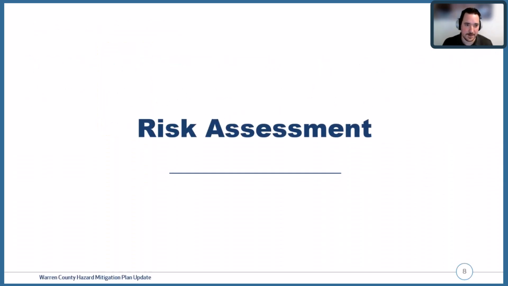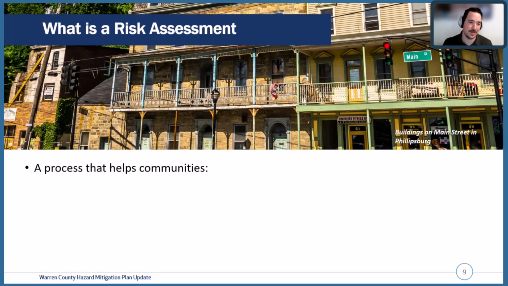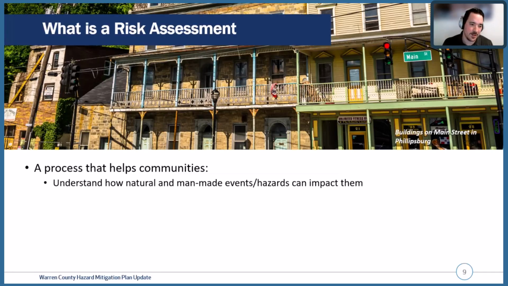So now the risk assessment. What is a risk assessment? It's a process that helps communities understand what those risks are, whether they're natural or man-made events that impact them. It helps share those vulnerabilities, and we'll go over that very soon, and then informs decision making. So again, the whole purpose of this is to know what hazards could impact the county and the community level, and who's most vulnerable.